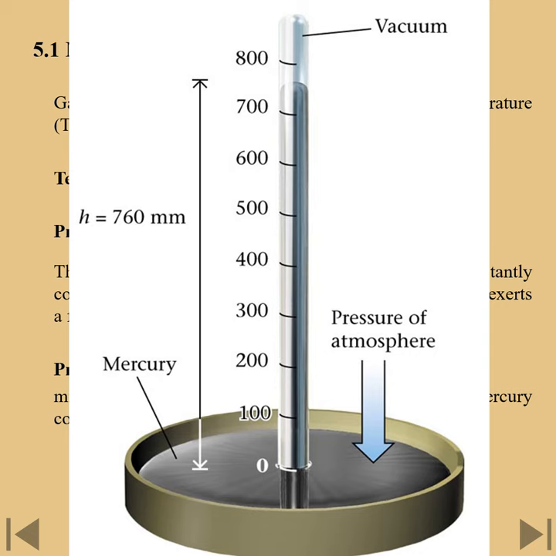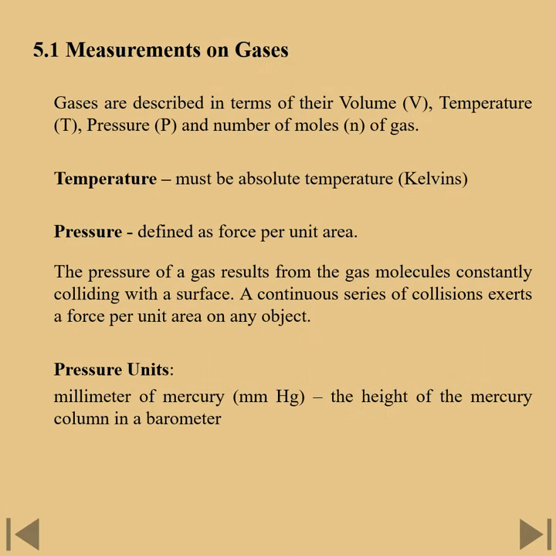Of course, if we go to different altitudes, we'll have different pressures, and so that height will go up or down. Okay, another unit of pressure is the torr, which is actually just another name for millimeters of mercury, so same thing. 760 millimeters of mercury would be 760 torr.